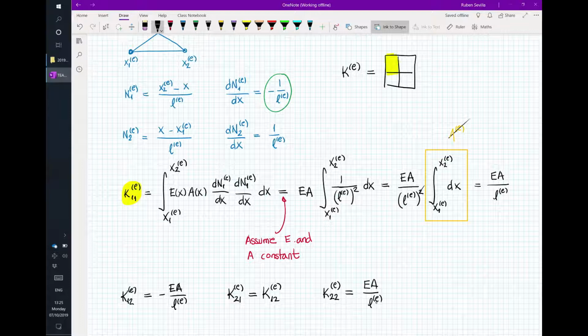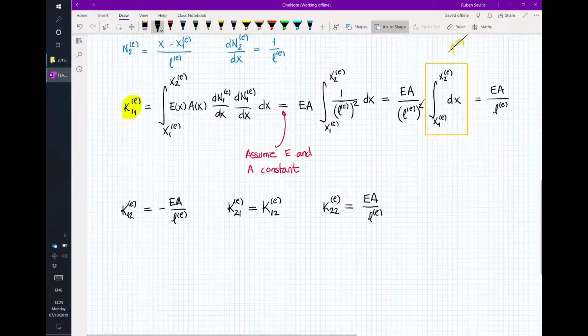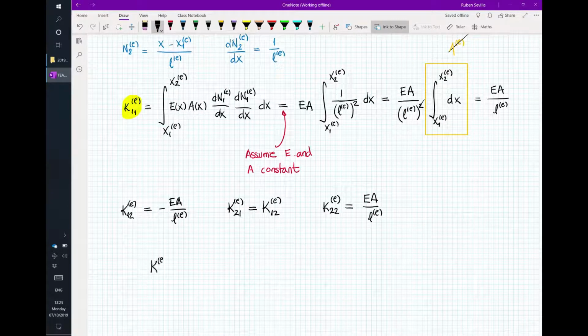Is it clear how you get that? That means that we have found an expression for the stiffness elemental matrix of a linear element. You have a formula, okay? And then when you solve exercises, you don't need to go back and compute these integrals. You can use directly these expressions.